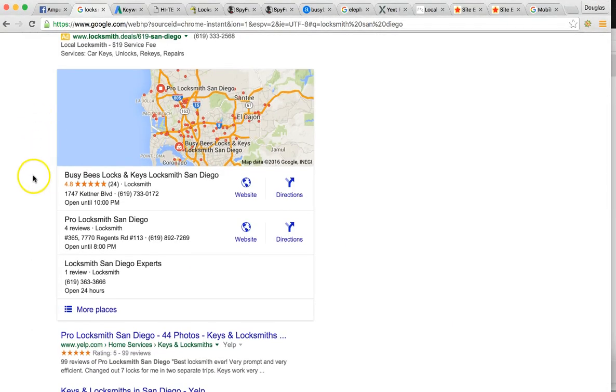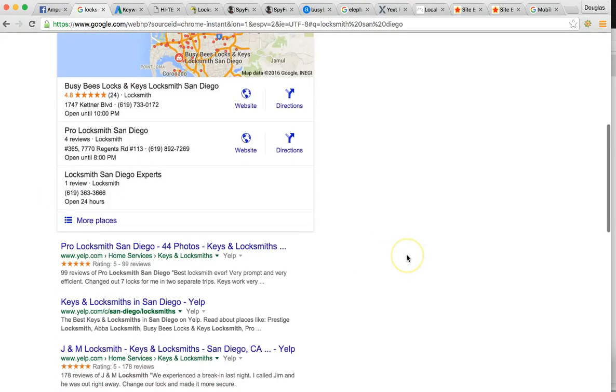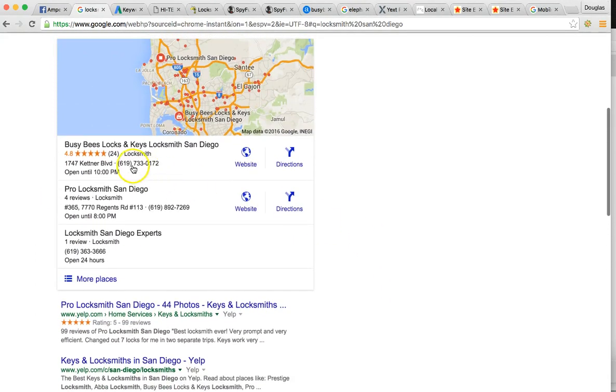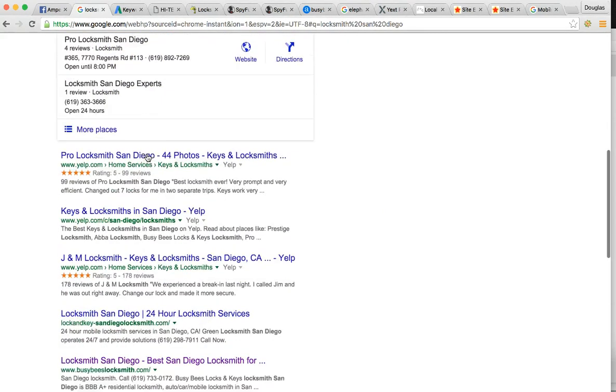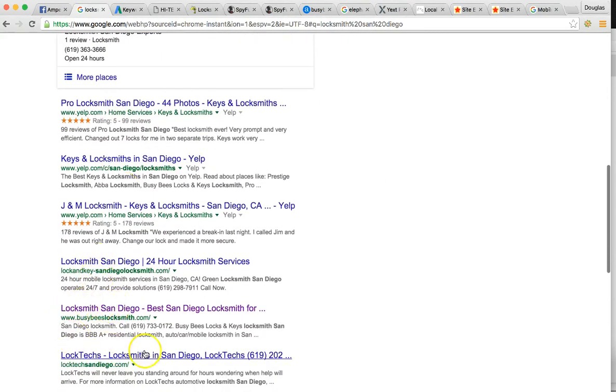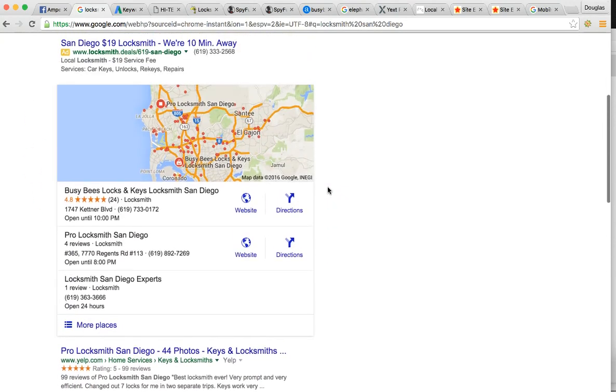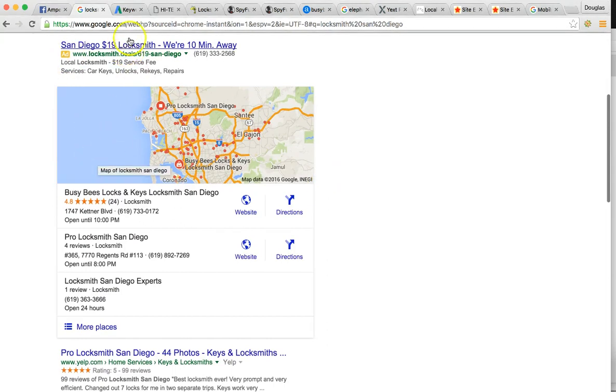Your top competitor in San Diego is Busy Bees Locks and Keys. So they're taking up most of the market from you. They're ranked one right here, and they're actually ranked number five right here. So Yelp and all that don't count. I'm looking at the solid business websites. Yelp is easy to overcome once we start doing SEO. All right, so I just want to kind of show you where you're at compared to them.